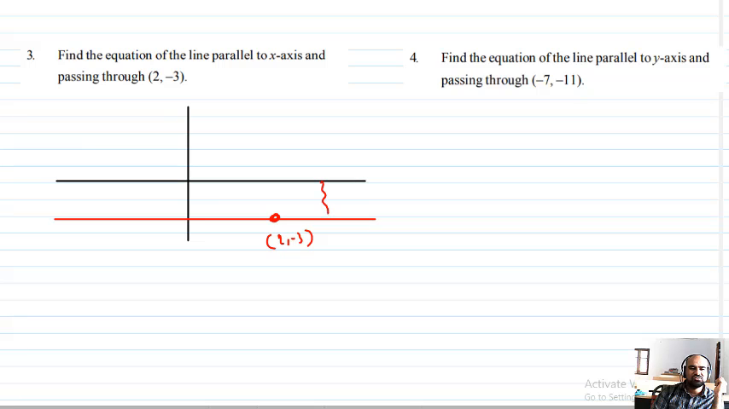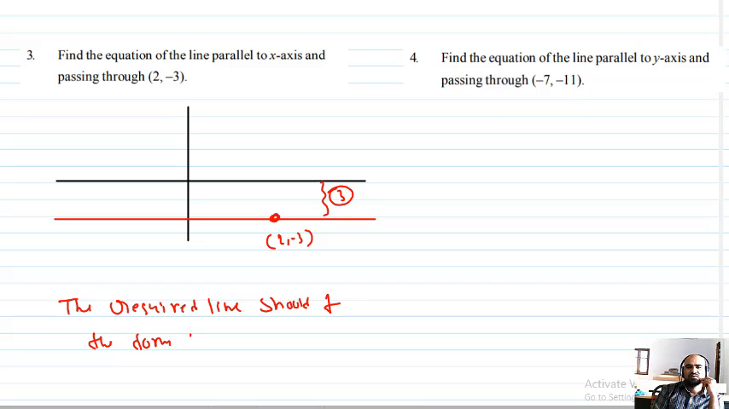How much is the distance from the x-axis? 3 units only, no? So it is below the x-axis, -3. I can say k equal to -3. The required line should have the form y equal to k. What is k here? Here k equal to -3. Therefore the line is y equal to -3, or y plus 3 equal to 0. This is the required straight line.